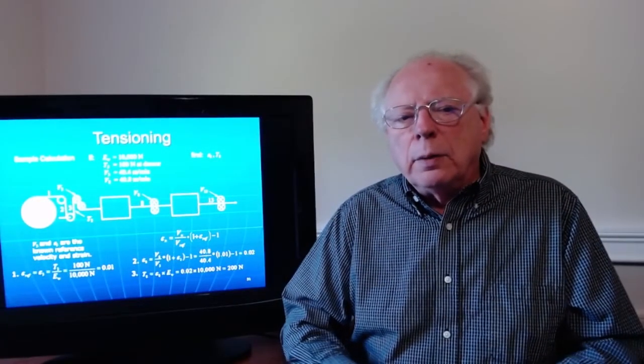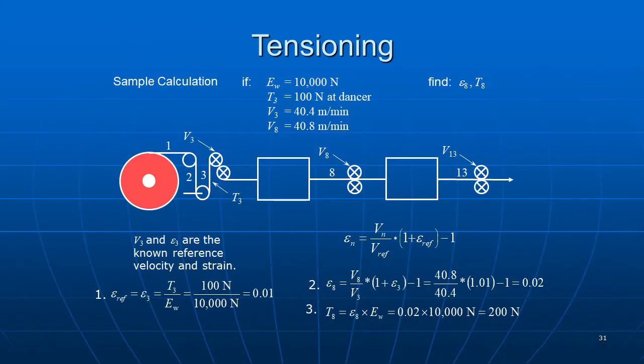So I've got a web path here where I have a parent roll, an idler, a dancer, a load cell, followed by a driven roller, followed by a black box, and we'll fill it in later. Another driven roller, velocity 8, another black box, and another driven roller, velocity 13. So first thing we do here is we can calculate the strain in span 3 as 100 newtons divided by 10,000 newtons gives us a strain of 0.01, 1% strain. We can then leap ahead to the next driven roller, velocity 8, roller 8, and calculate the strain that's going to result there. And so we use the strain flavor.